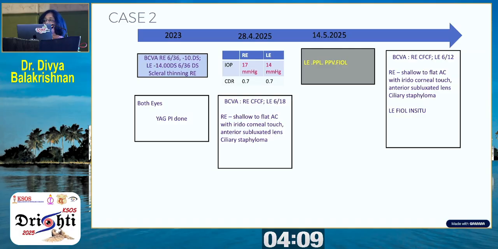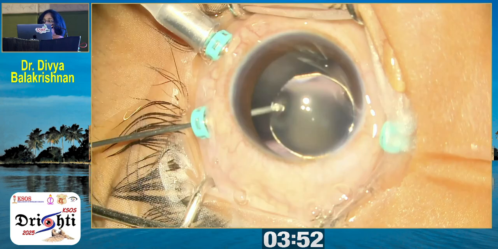So post surgery, his left eye IOP is maintained. His best corrected acuity improved with -2 to 6/12, and the right eye we can't intervene now because the anterior chamber is completely flat and there is an iridocorneal touch, so it is very difficult to intervene in that eye now, and he is only counting fingers close to face.